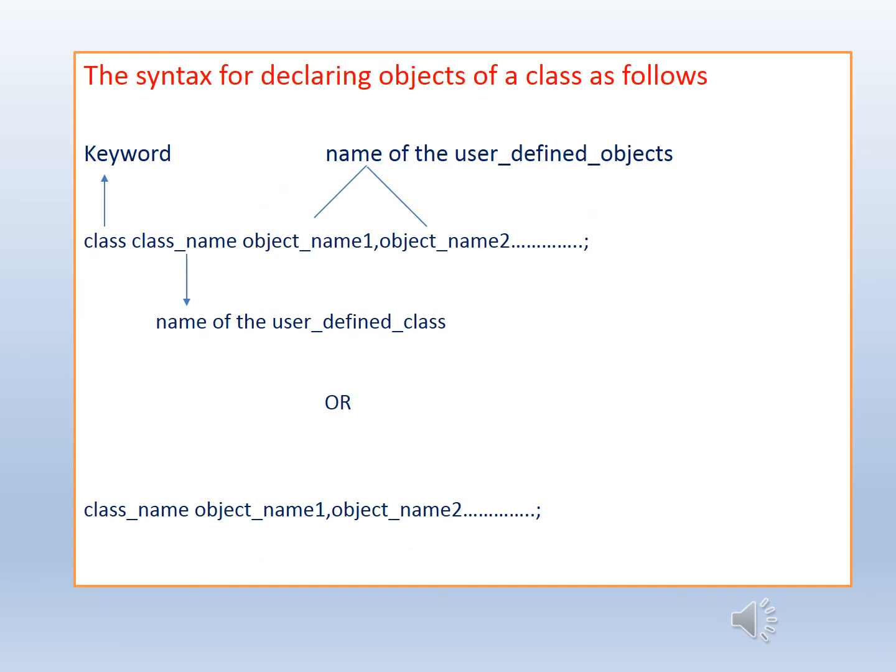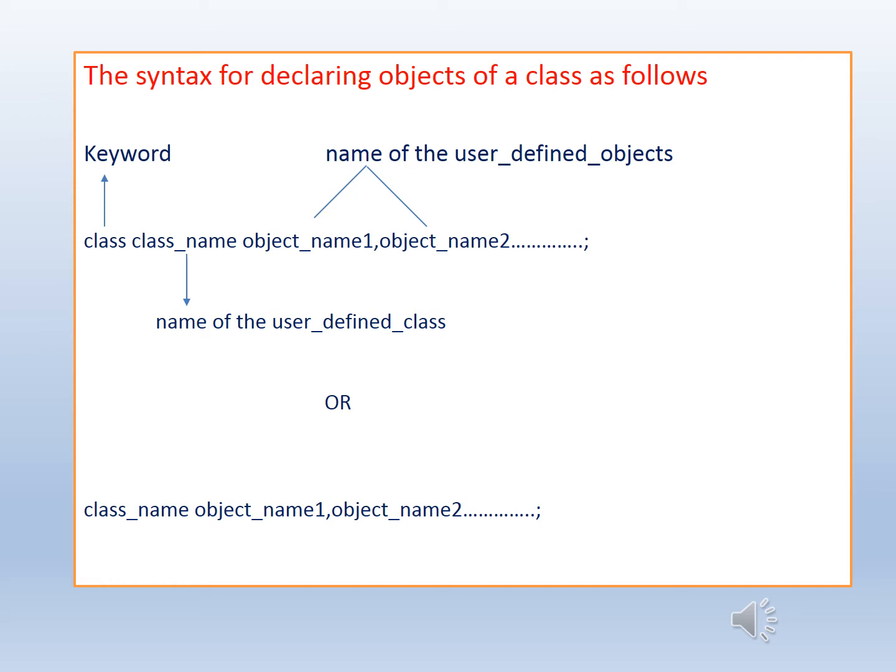Now let us discuss the syntax for declaring objects. An object is a very important concept in OOP. All operations related to a class are done with the help of the object. Thus, it is necessary for us to first create an object. An object is normally defined in the main program as the first statement in the main function.